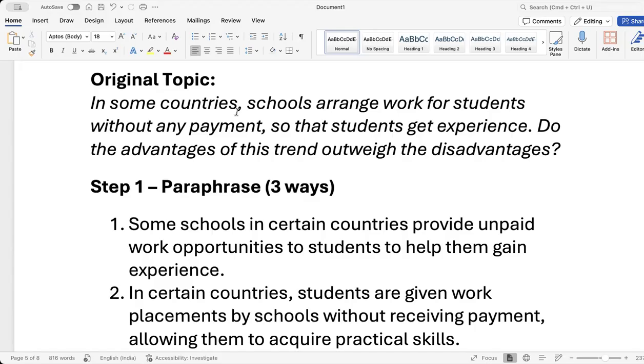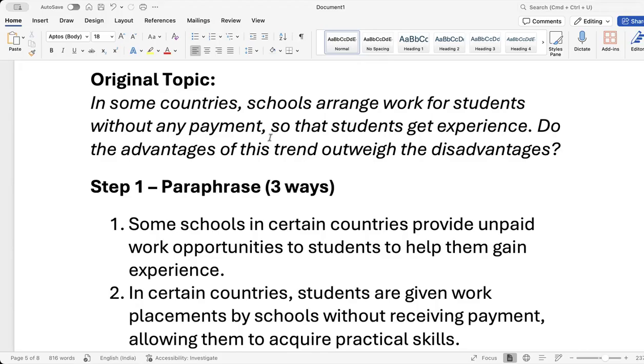Taking another question: in some countries, schools arrange work for students without any payment so that students get experience. Have you seen this happening? It happens in colleges. In my college, they organized an internship for me. It didn't happen at school level, it happened at a college level for me. But schools do organize this, and without any payment.